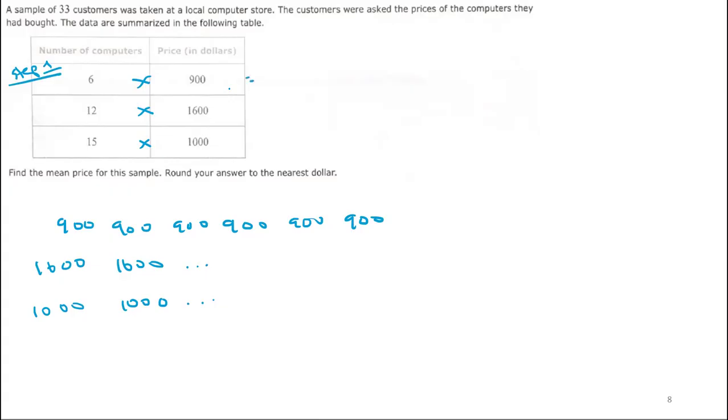So when we do that, we get 5,400, 19,200, and 15,000, okay? All right. Once we multiply those, then we're going to add these guys up. So it's step number two, we're going to add them up. Okay. Add up.